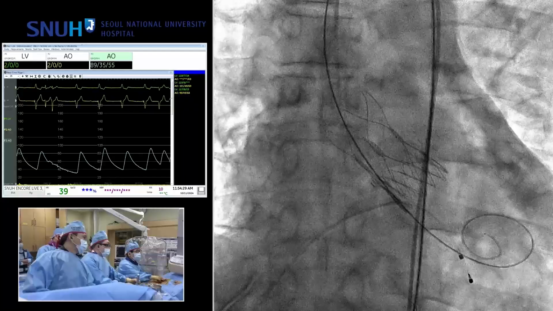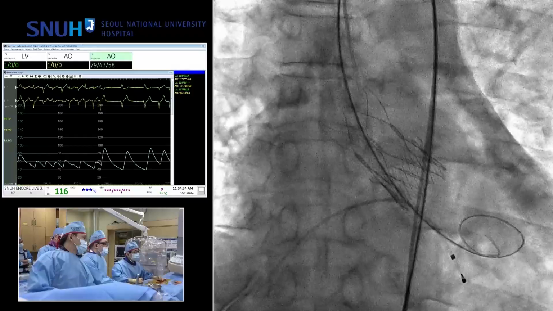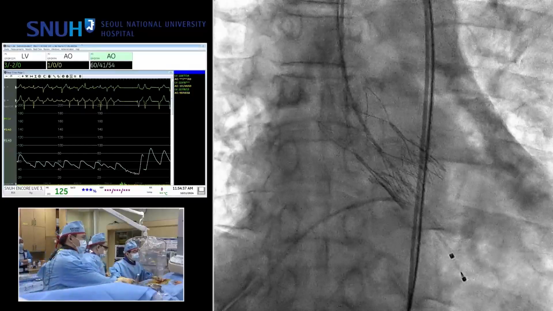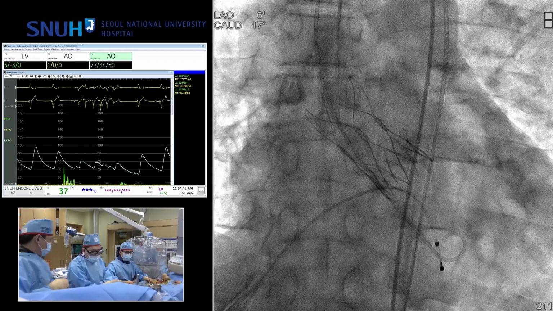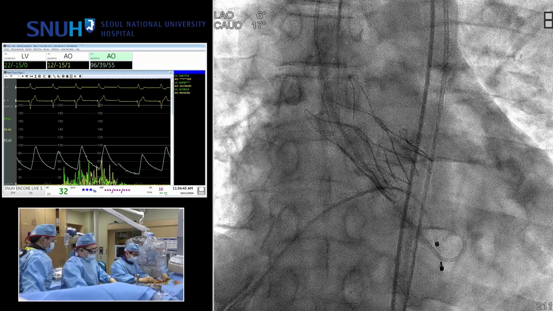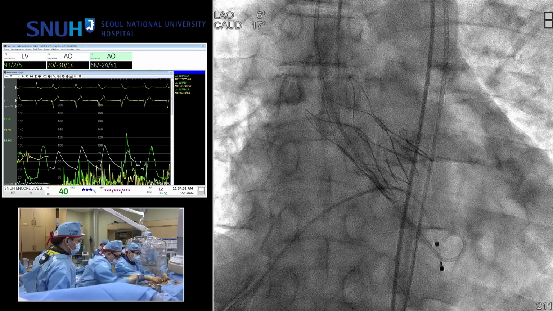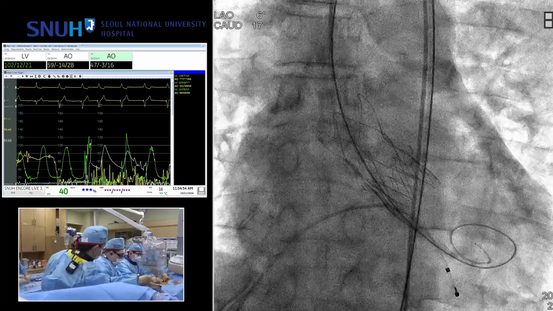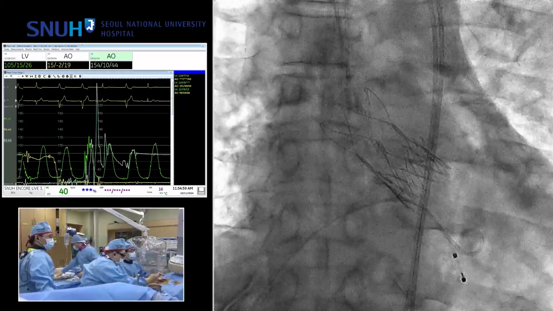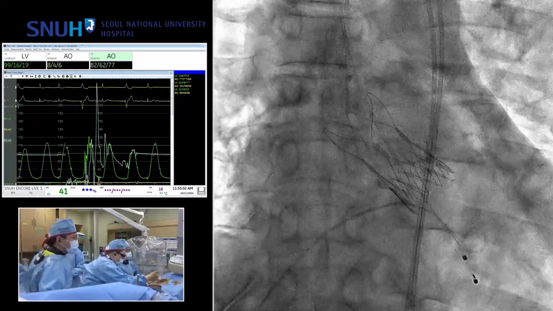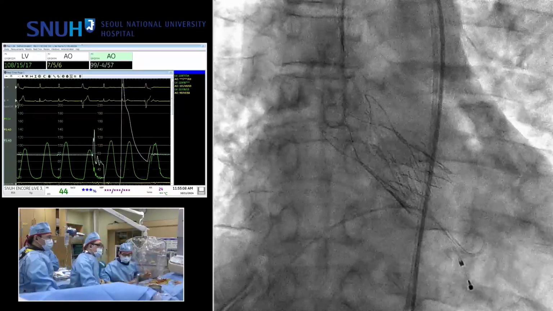So I changed to a pigtail to avoid the bias from the stiff wire. If the echocardiogram is available, show us the echocardiographic finding at this time. Of course. So, change to pigtail. Thus, we would like to see the angio once again after the change of pigtail and the ballooning.